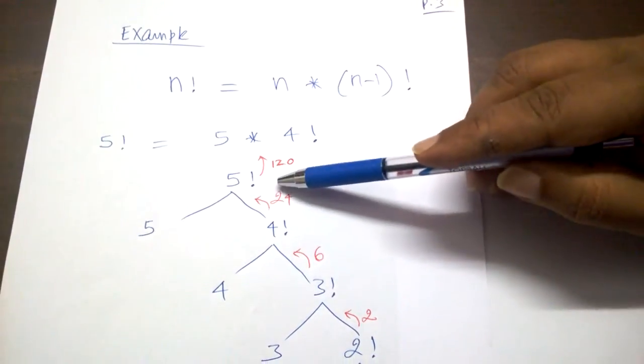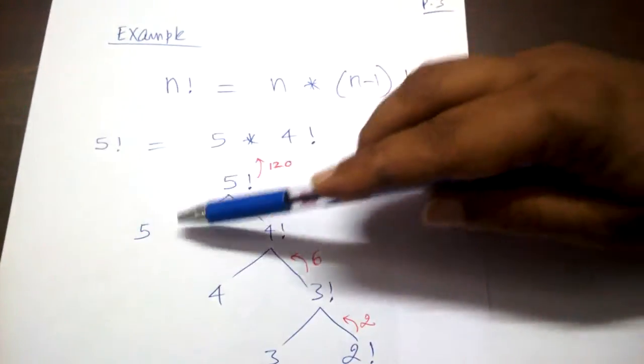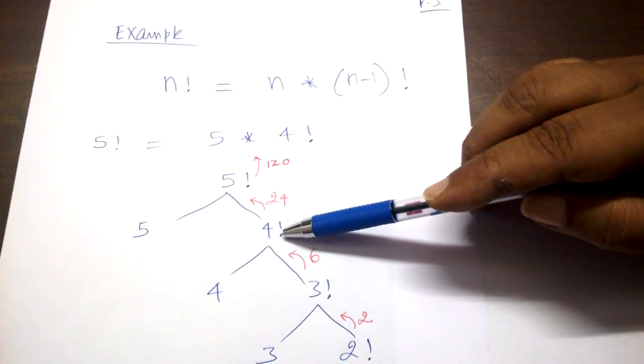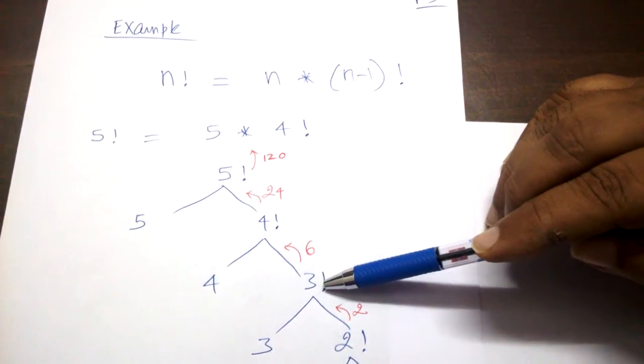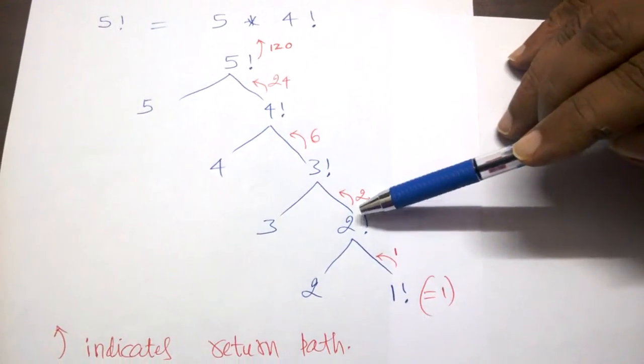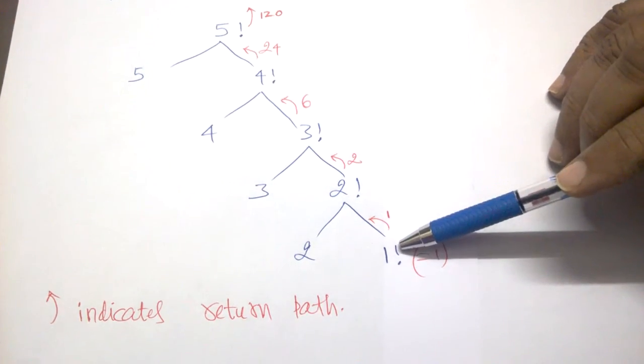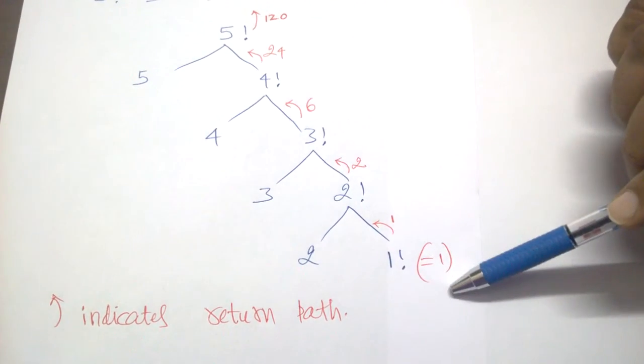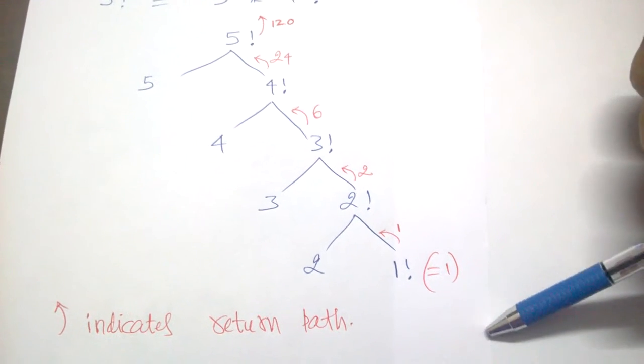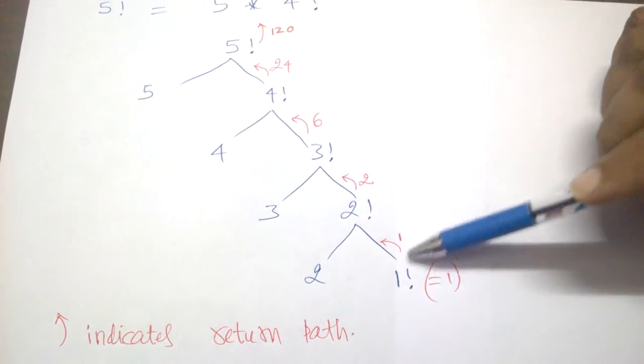Before that, let's trace what happens here. Factorial 5 is 5 into factorial 4. What's factorial 4? 4 into factorial 3. What is factorial 3? 3 into factorial 2. Factorial 2, 2 into factorial 1. Now, factorial 1, we are not going down again. Otherwise it would be 1 into factorial 0, and 0 into minus 1. We are not going down anymore. We have to stop it here.